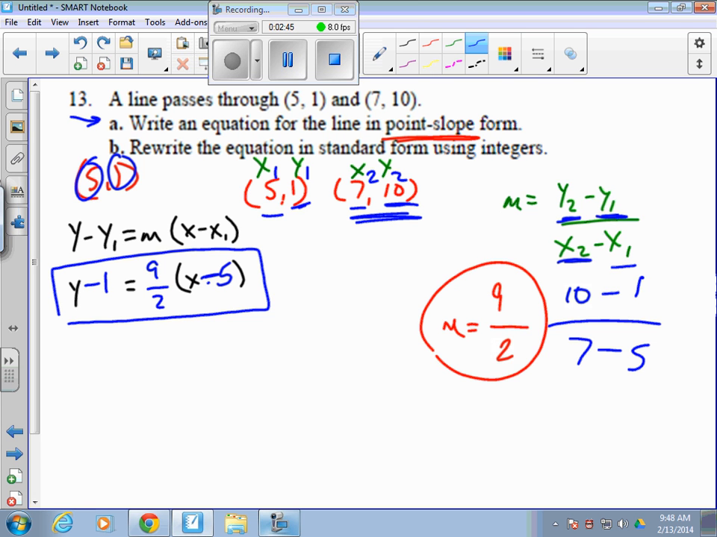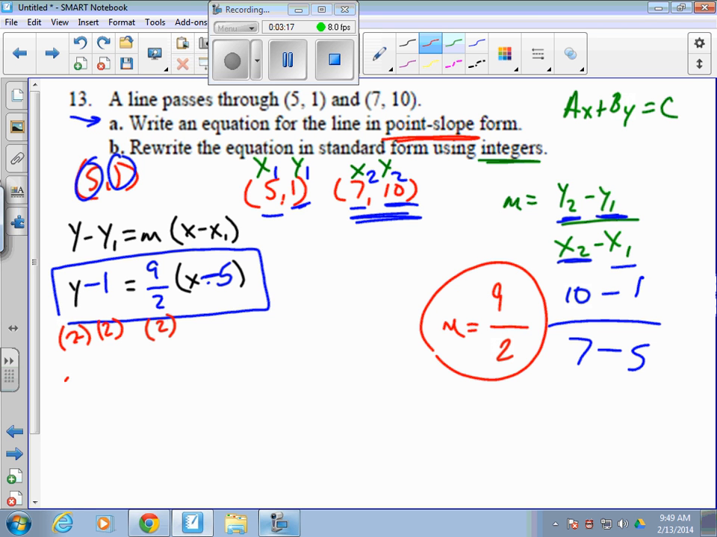The second part tells you to rewrite it in standard form. Remember what standard form is. It's ax plus by equals c. But it says using integers, no fractions. So the first thing you want to do is eliminate the fact that it says 9 divided by 2. You want to eliminate that fraction. In order to eliminate divide by 2, we know we need to multiply that term by 2. If you multiply that one, you have to multiply everything else by 2 as well. You have to multiply the entire equation.